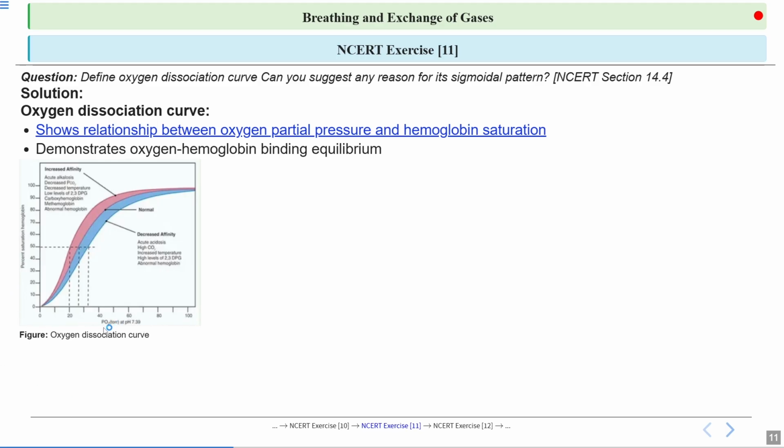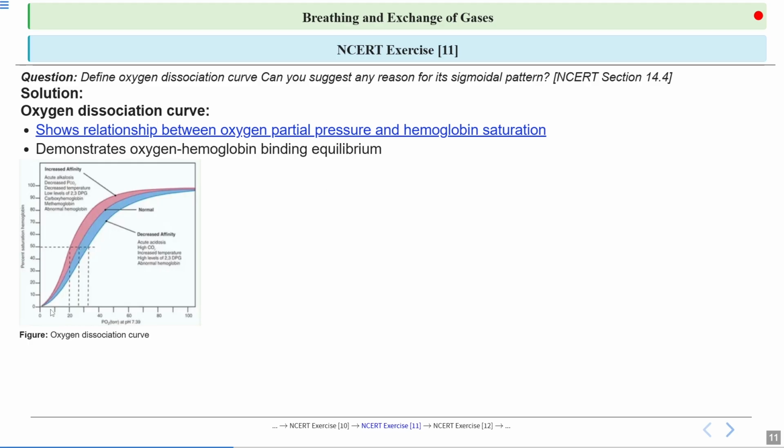This is the horizontal axis, and what is written here? PO2 means partial pressure of oxygen, right? See the y-axis, what is written? Percentage of saturation of hemoglobin, how the hemoglobin gets saturated when it gets oxygen. So it shows the relationship between the oxygen partial pressure and hemoglobin saturation.